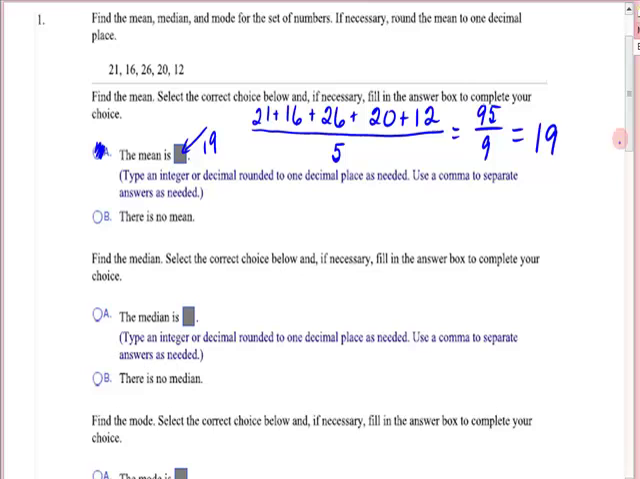Now, if I'm going to find the median, I need to have them in order. So I'm going to rewrite the list. I have 12 is the smallest, then 16, 20, 21, and 26. 1, 2, 3, 4, 5. I have all of them. The middle, if there's an odd number, there is a middle. And this number is sitting in the middle. There were 2 on the left and 2 on the right. The median is 20. Once again, I cannot think of a situation where there would be no median.